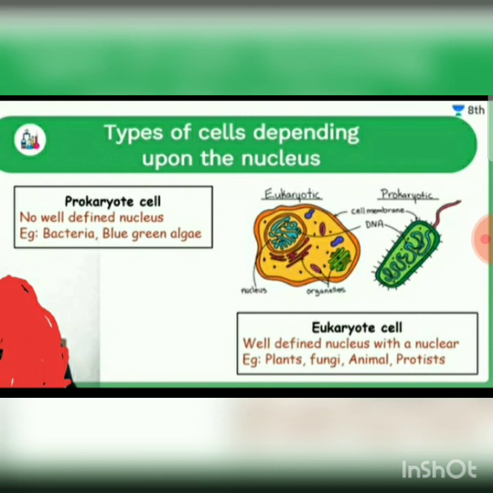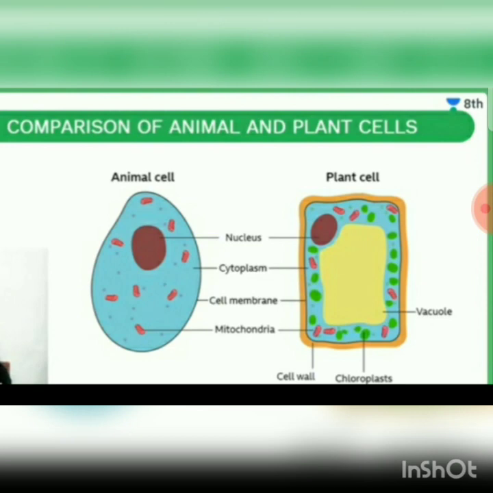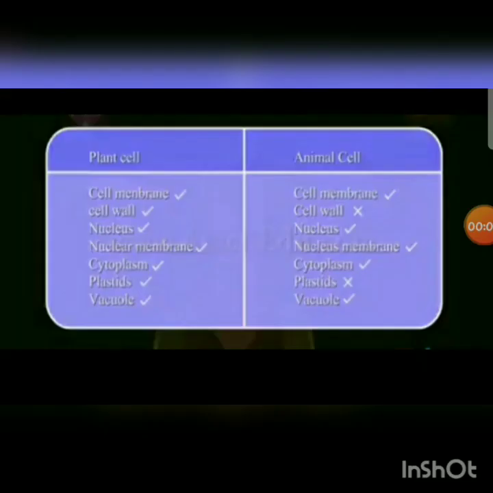Here you can see the diagram which is given, that is eukaryotic and prokaryotic. Comparison of animal and plant cell. Can you see the animal cell and plant cell? In both cells you can see the nucleus, cytoplasm, cell membrane and mitochondria. Whereas in the plant cell you can see cell wall, chloroplast and vacuole.